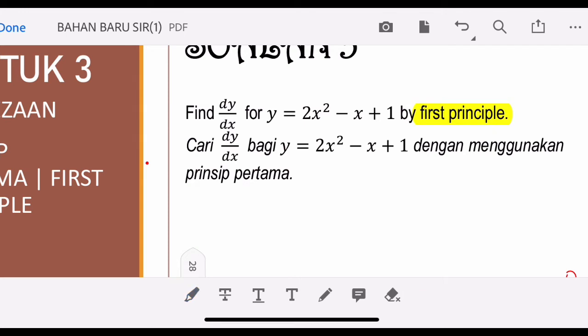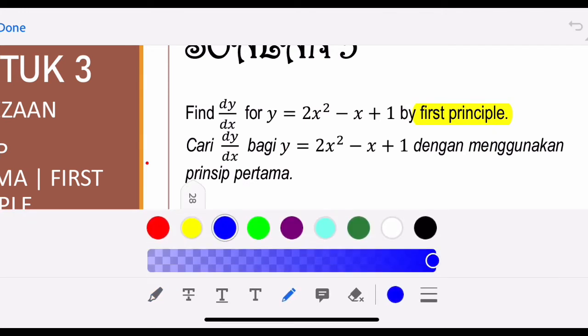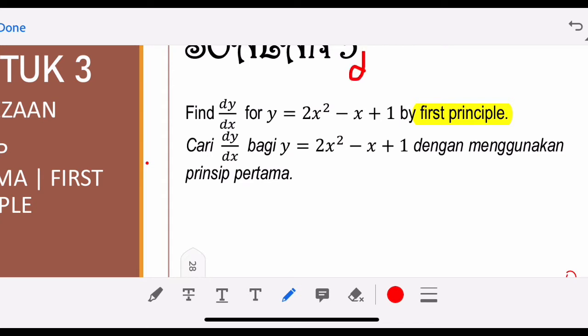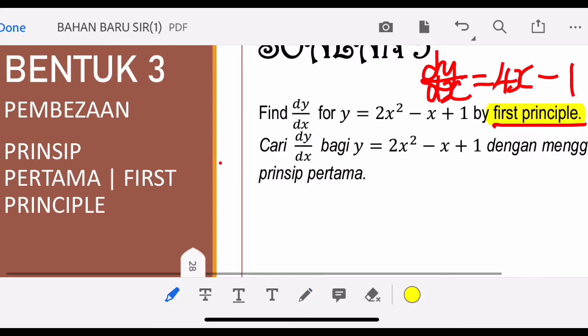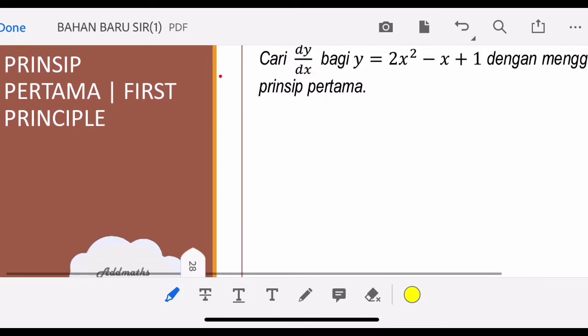That means you cannot just do like this. You cannot just say, okay, dy/dx is equal to 4x minus 1. No, this is using the formula. Now the question says using the first principle. I have actually created a video on the first principle.